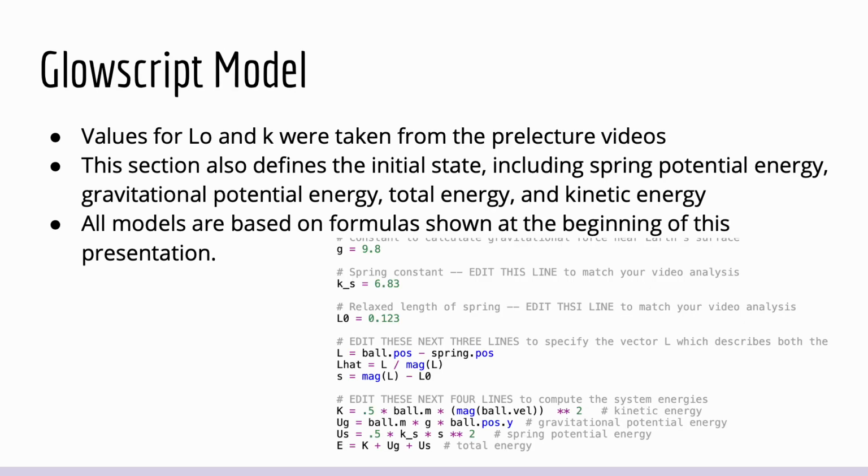This first section of the code sets up the initial conditions. Values for L0 and k were taken from the pre-lecture videos, and the initial state, including spring potential energy, gravitational energy, total energy, and kinetic energy, are all calculated. And these calculations are based on the formulas shown at the beginning of this presentation.